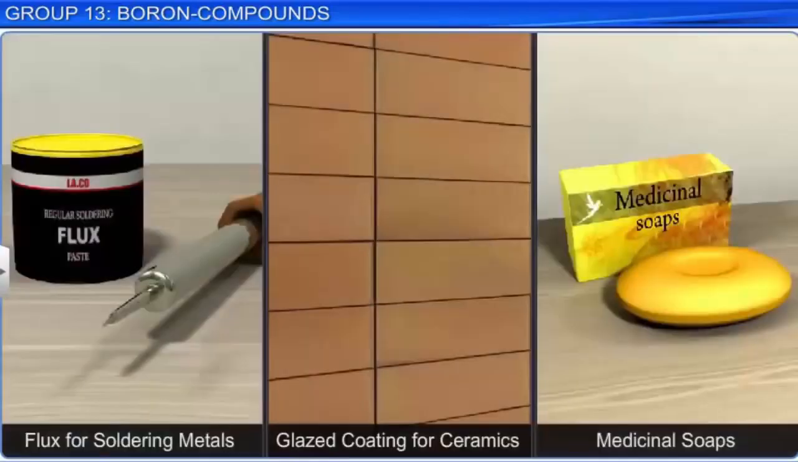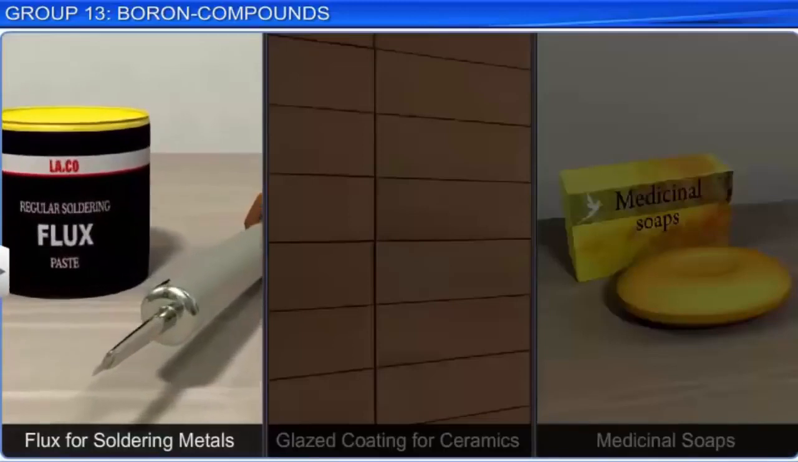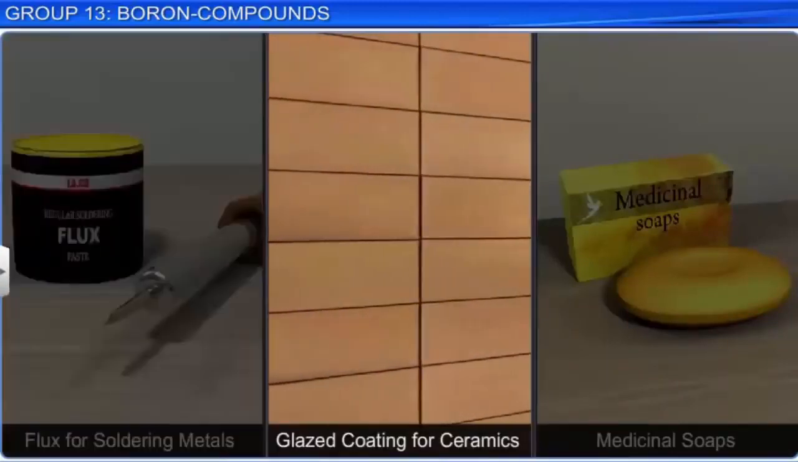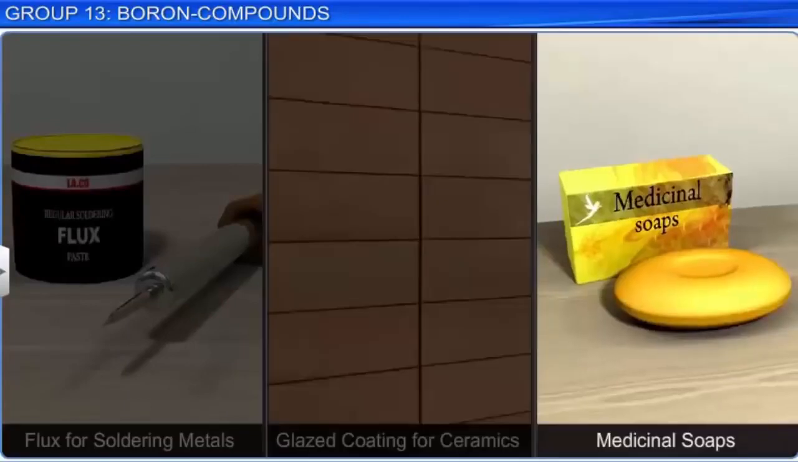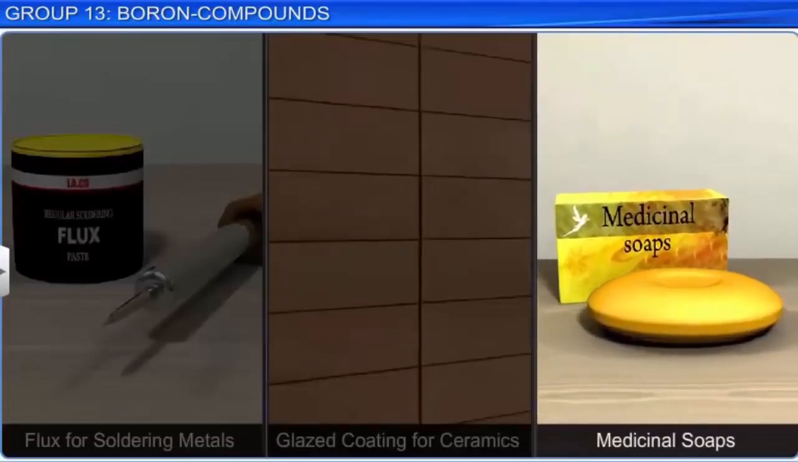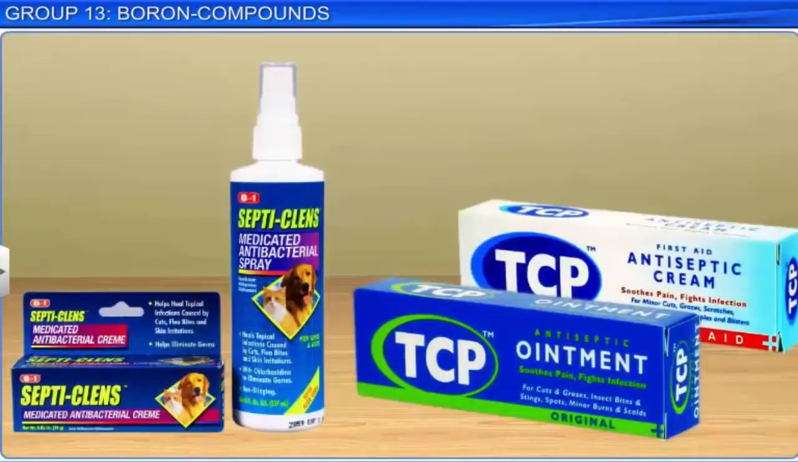Borax is used as a flux for soldering metals, for heat, scratch, and stain-resistant glazed coatings for ceramics, and in the manufacture of medicinal soaps. Dilute aqueous solutions of boric acid can be used as mild antiseptics as well as an eye wash.